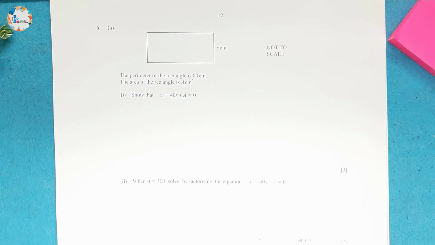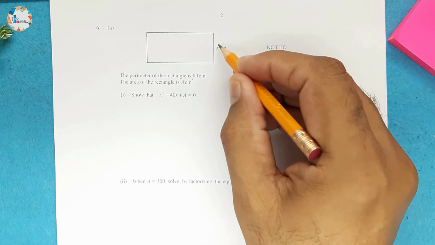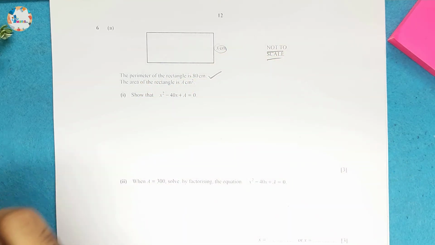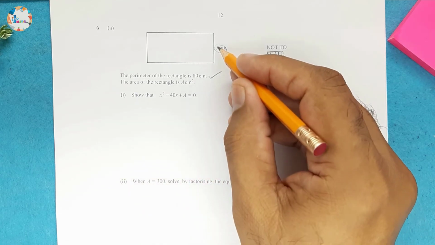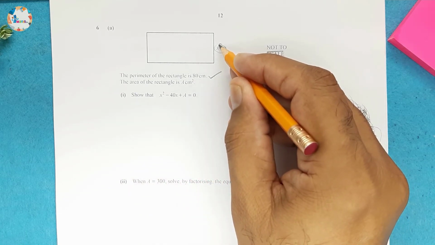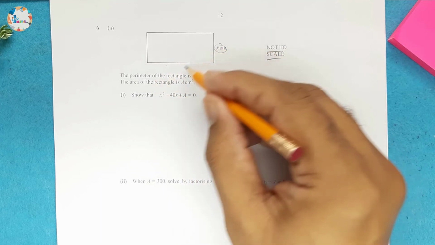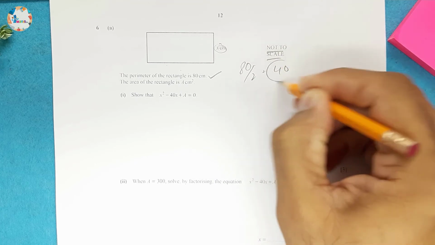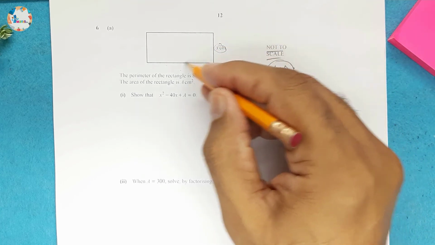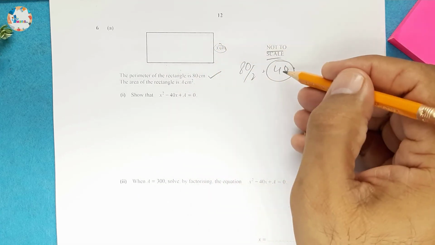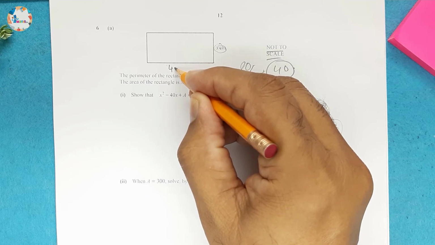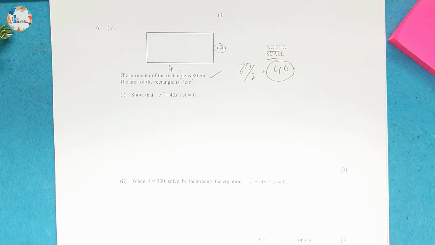Question number 6a. A rectangle is provided, this side is x, and the perimeter of the rectangle is 80, which is provided. So it means that half of the perimeter will be these two sides, so 80 divided by 2 will be 40. So length plus width is 40. This is x, so this will be 40 minus x. We can take this one as 40 minus x.